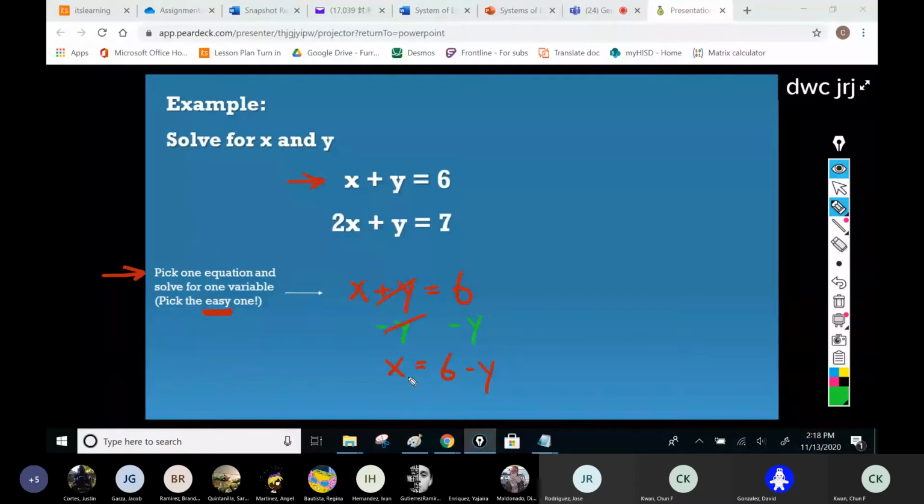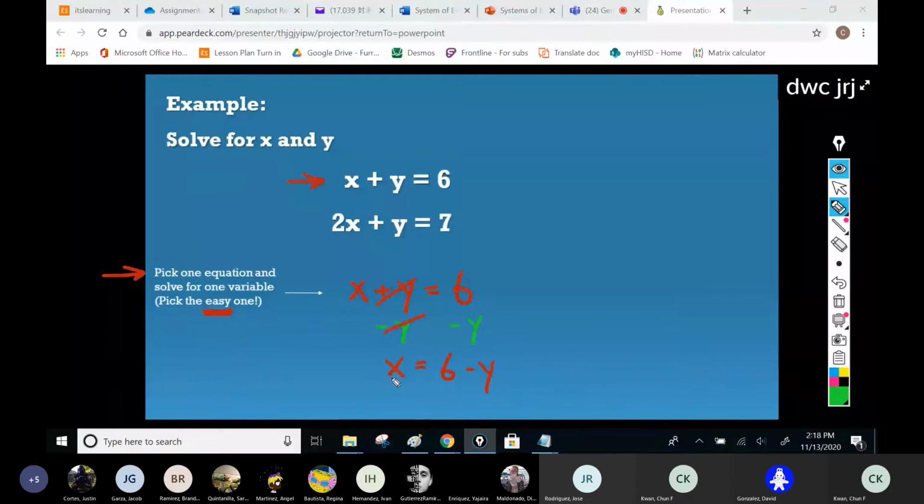All right, so we solved for x. When I say solve for x, I mean make sure x is alone and everything else is on the other side. And this is good. This is exactly what we want. So x equals 6 minus y.